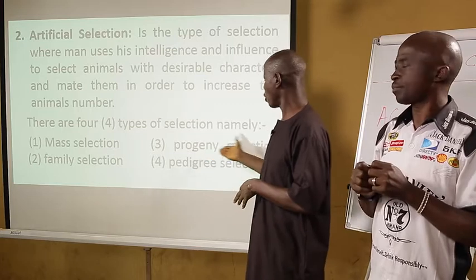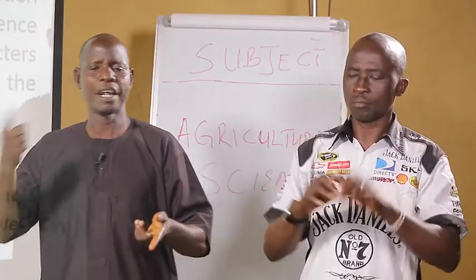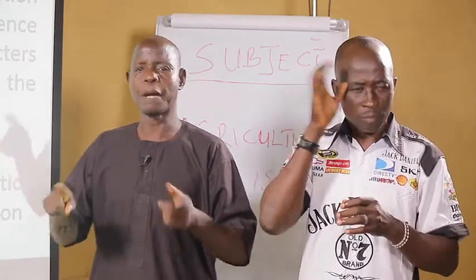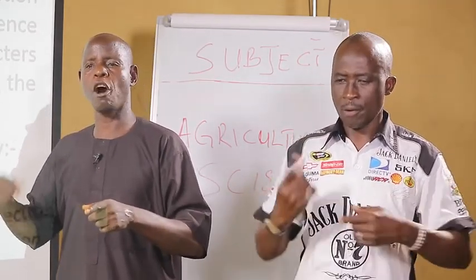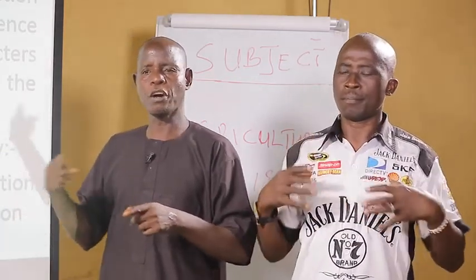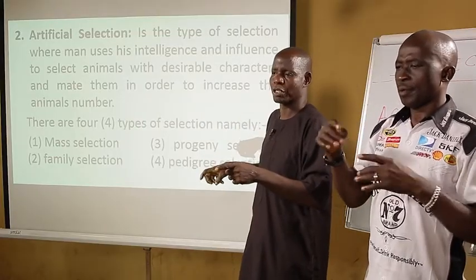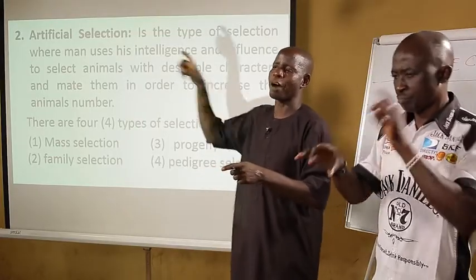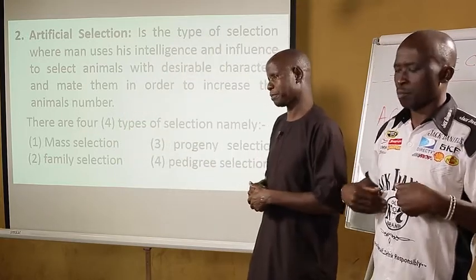Then we have progeny selection. In progeny selection, the farmer considers the performance of the young ones or the offspring of the animal. In other words, the parents of the animals are chosen or selected because of the performance of their young ones or their offspring.